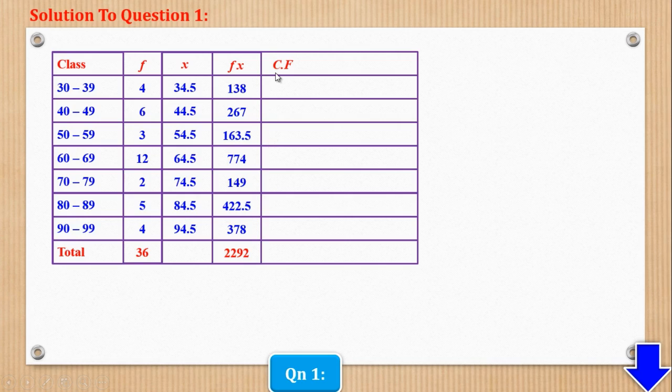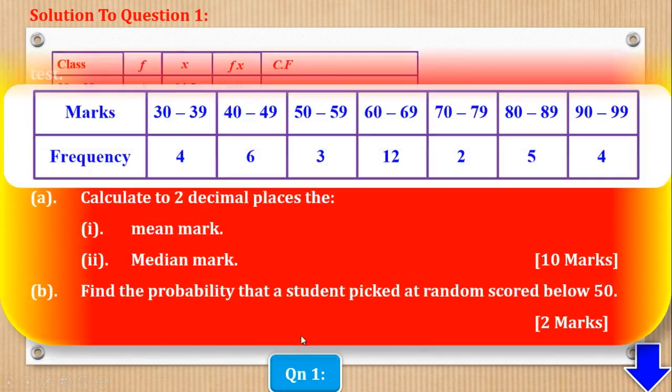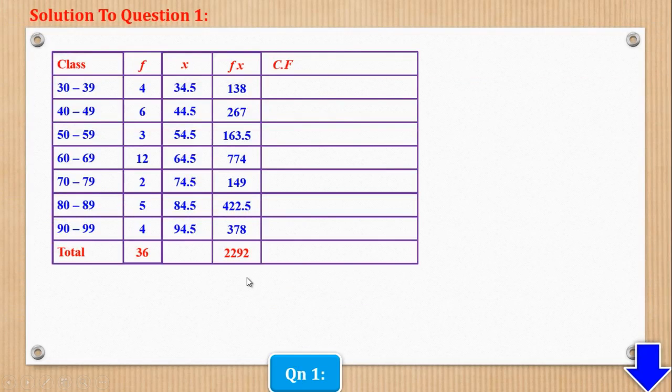So next is to generate the column of cumulative frequency. The column for cumulative frequency is generated when they ask for median. When you look at this, they ask for median, so you have to generate the column for cumulative frequency. We shall start with this very value here and put it there. Then after that, you shall say 4 plus this to come up with 10, then 10 plus this to come up with 13, 13 plus this to come up with 25, 25 plus this to come up with 27, 27 plus this to come up with 32, 32 plus this to come up with 36.